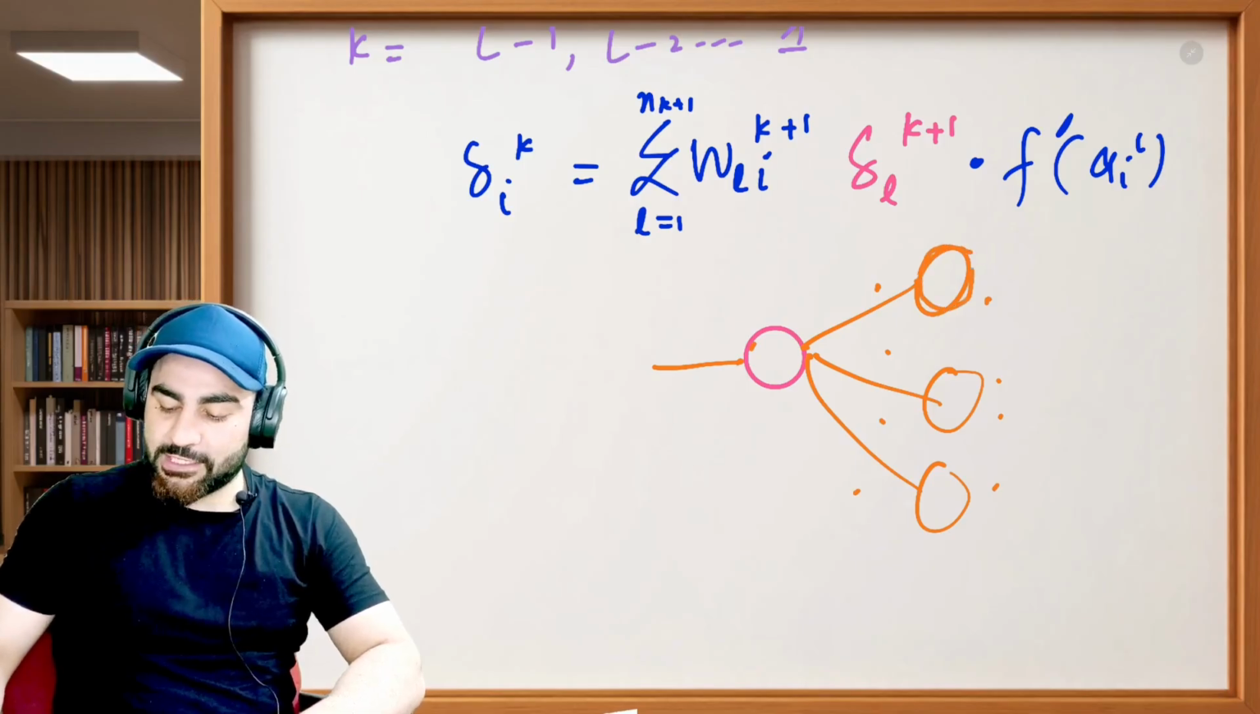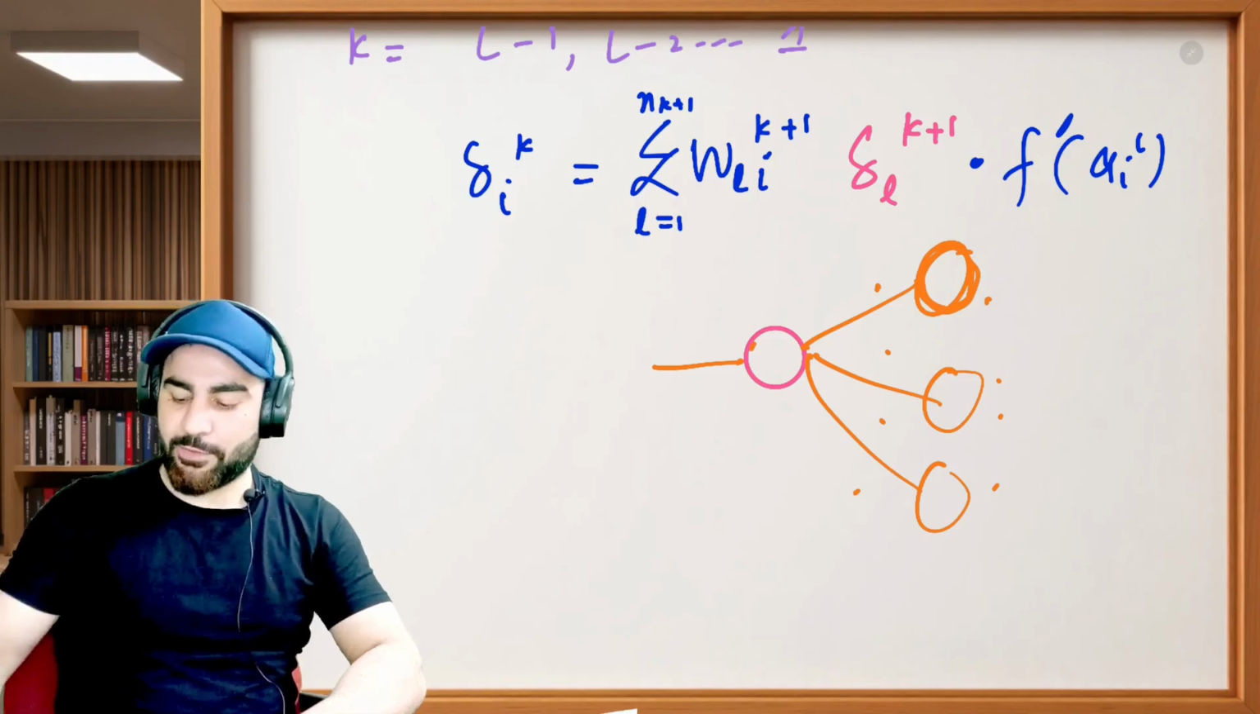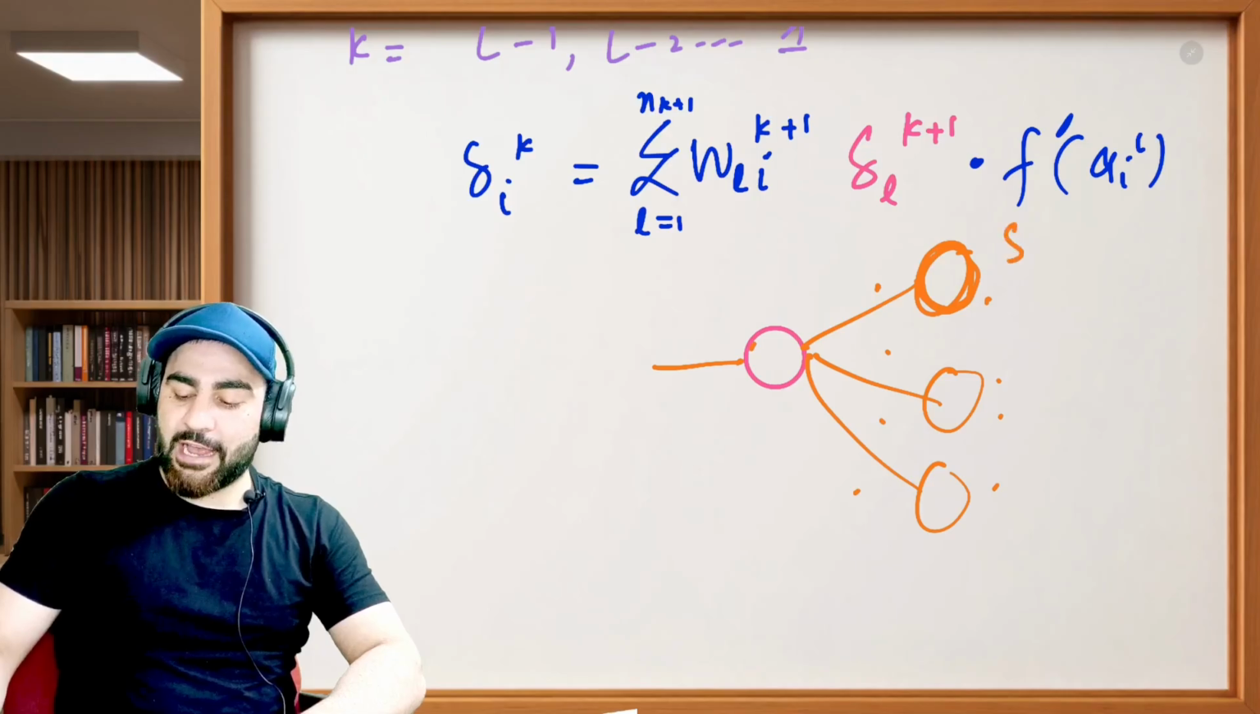For this neuron, let's consider this single neuron. How do we compute this? You know that it will have some k plus 1, because it is coming in the k plus 1th layer. This is the kth layer, and this is at k plus 1. So it will have some delta associated with it.